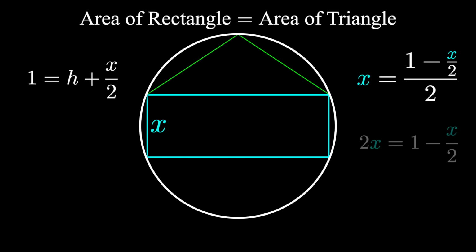Multiplying both sides by 2, we would get 2x is 1 minus x over 2. We can add x over 2 to both sides to give us 5/2 x is 1, or dividing by 5/2, x is 2/5. The value of x which makes the area of the rectangle and the triangle equal.